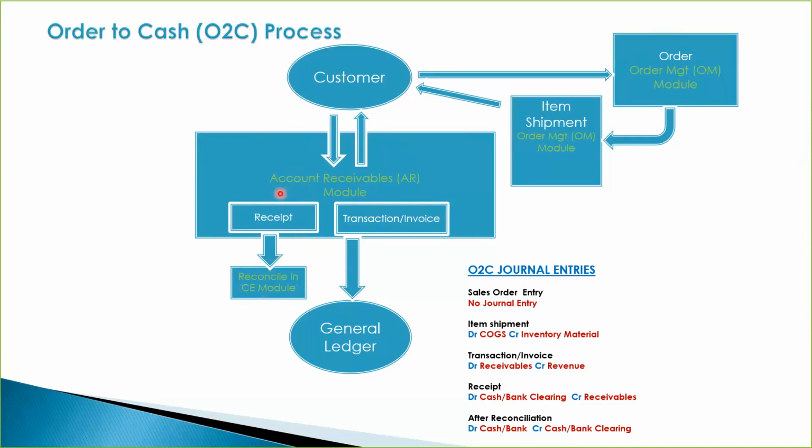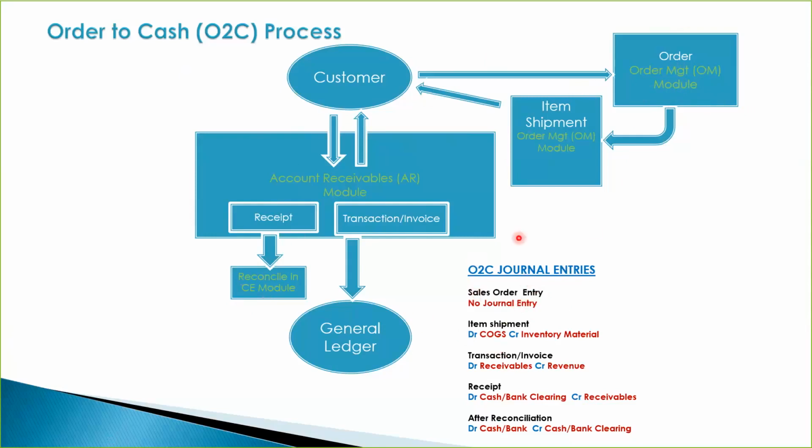All right, now the order to cash journal entries that are generated: when the customer places an order and that transaction is entered in the order management module, there is really no journal entry that is created by the Oracle EBS system.